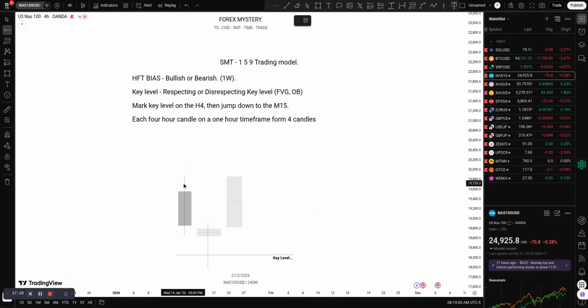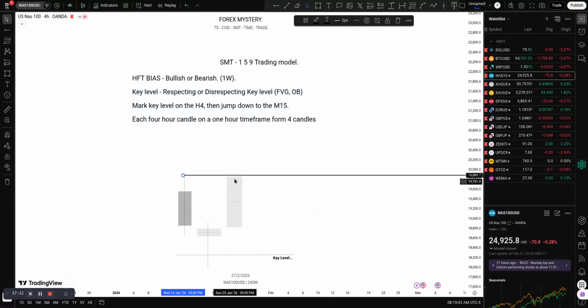This will become buy side. This will become the turtle soup around here, coming with a wick right here, just for example.